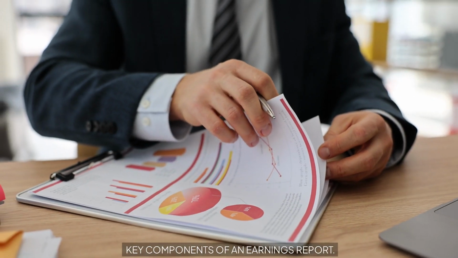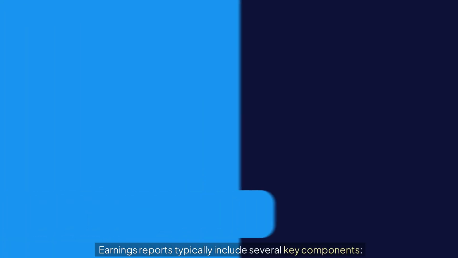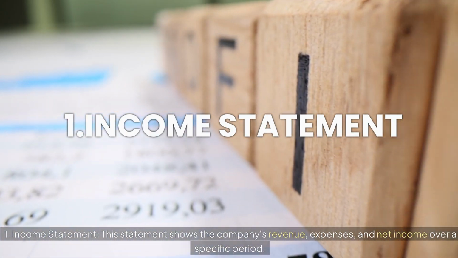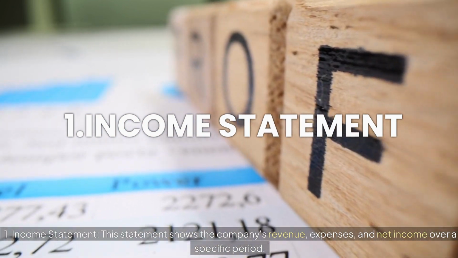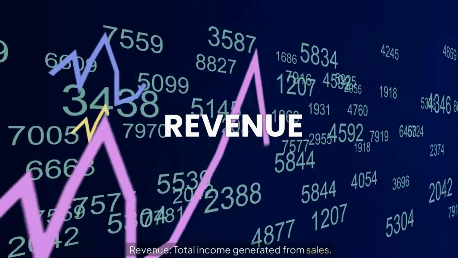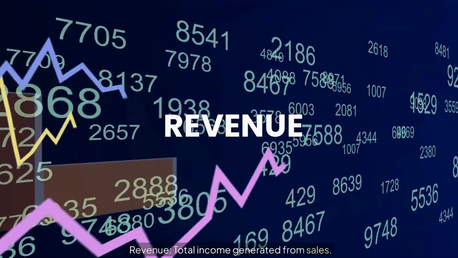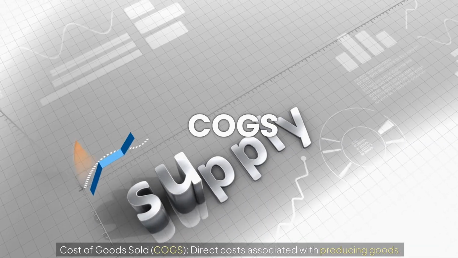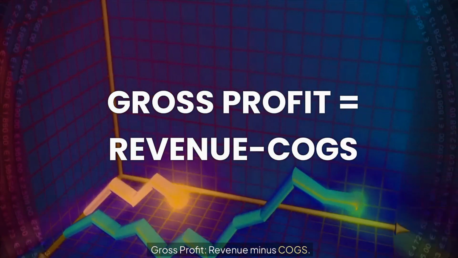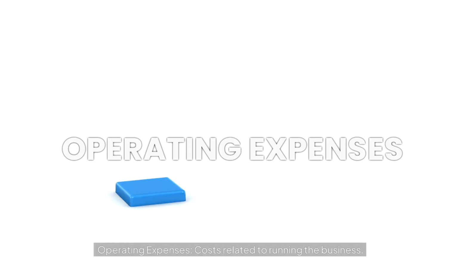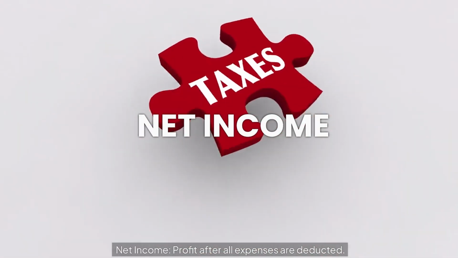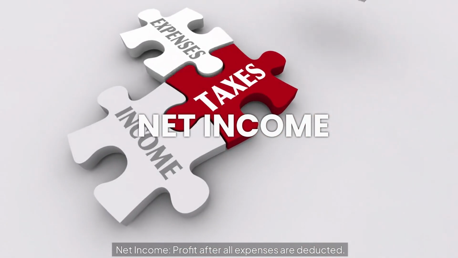Key components of an earnings report. Earnings reports typically include several key components. 1. Income statement. This statement shows the company's revenue, expenses, and net income over a specific period. Key sections to focus on include revenue, total income generated from sales; cost of goods sold, COGS, direct costs associated with producing goods; gross profit, revenue minus COGS; operating expenses, costs related to running the business; net income, profit after all expenses are deducted.